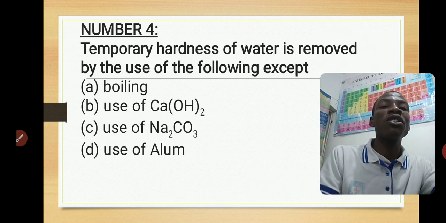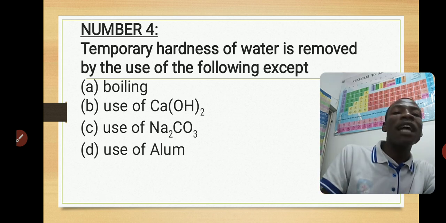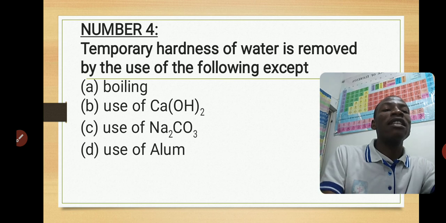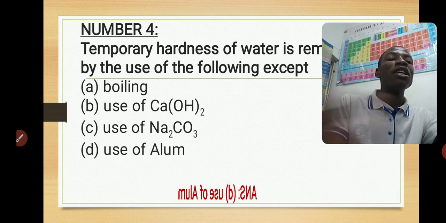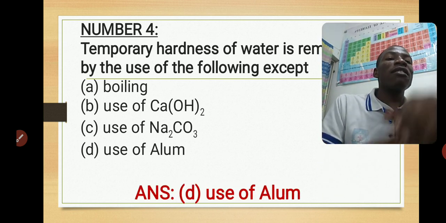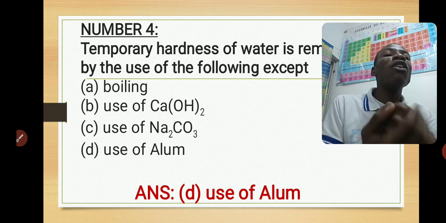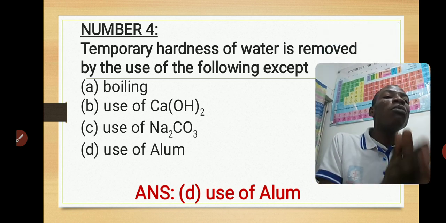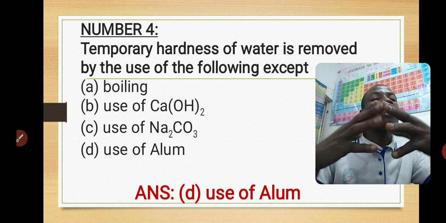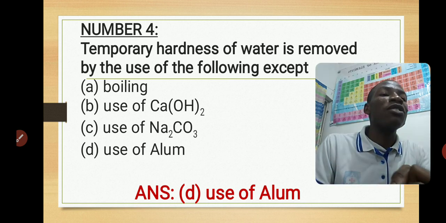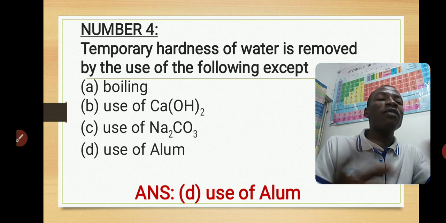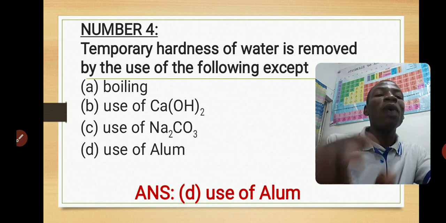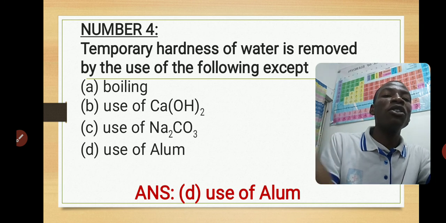Number 4 question. Temporary hardness of water is removed by the use of the following except, and the answer will be option D. You don't remove hardness by alum. Alum doesn't remove hardness from water. What alum removes from water is the suspended particles. That's coagulation. Remember that. So alum does not remove hardness, but the others remove hardness.